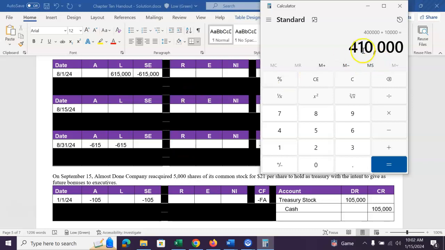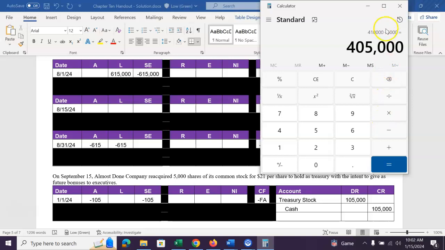We had 410,000 shares issued and outstanding, which just means held by the investing public before September 15th. Now the company's reacquired 5,000 of those shares, so they're no longer outstanding or owned by parties other than the corporation itself. So those have to be subtracted out. So minus 5,000. That gets us to 405,000 shares outstanding.